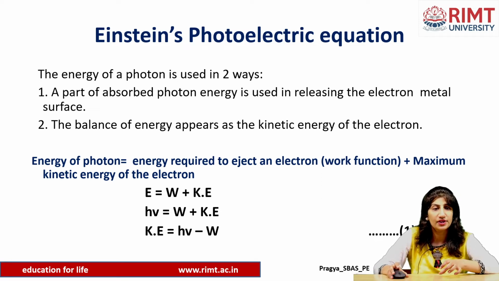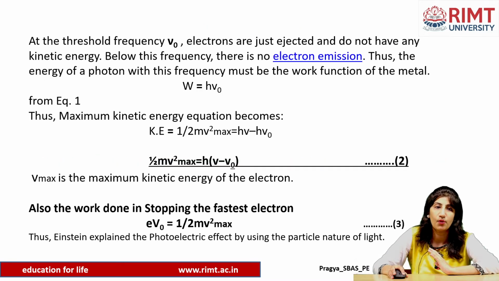So, we can write the total energy of the photon falling on that cathode, according to the conservation of energy, as equal to the energy required to eject the electron, which is also called the work function, plus the maximum kinetic energy of the electron. Writing it in equation form, E is equal to W plus kinetic energy, where we denote W as the work function and E is the energy of the photon. So, we have h nu is equal to W plus kinetic energy, or kinetic energy is equal to h nu minus W. Let us call this equation number 1.